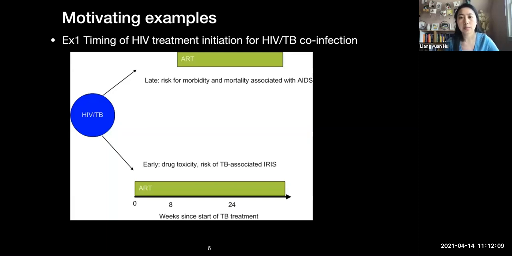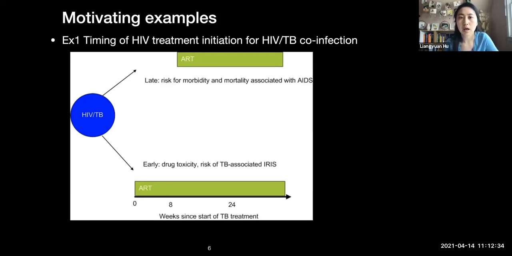And next, I'm going to give you a few, actually 4, motivating real world research questions that motivated us to develop methods around marginal structural models in order to solve these questions. So the first example is a static continuous time treatment regimen.